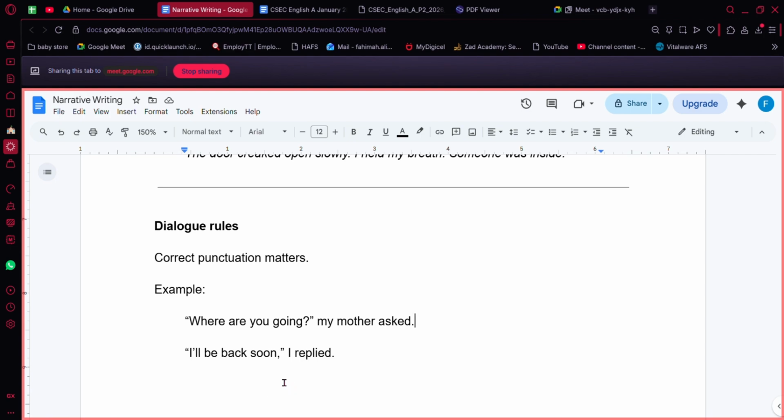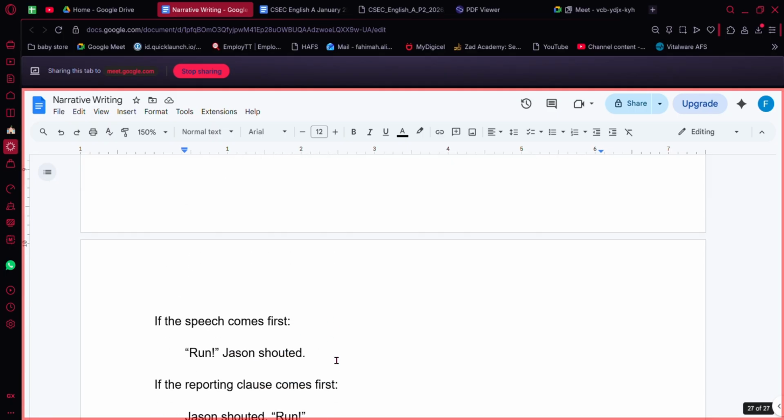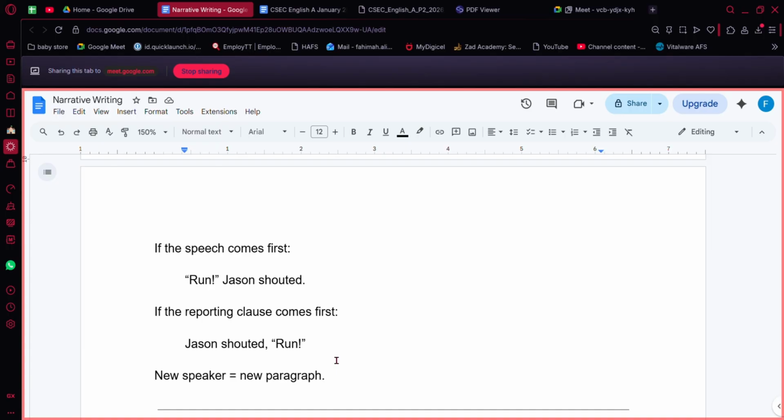If the speech comes first, so for example, "Run!" Jason shouted, you put your quotation marks and your exclamation mark. But if the reporting clause or the narration comes first, so Jason shouted, after shouted you're going to put a comma, and then you're going to put your quotation marks and start your dialogue.